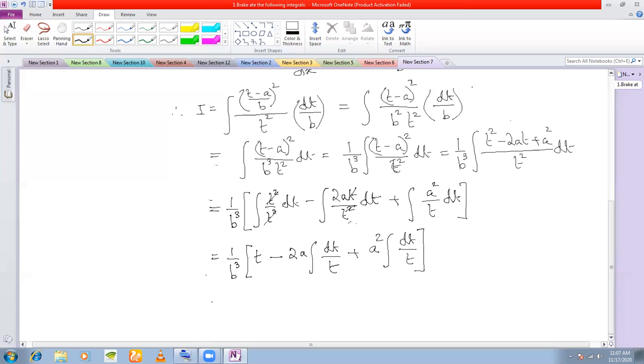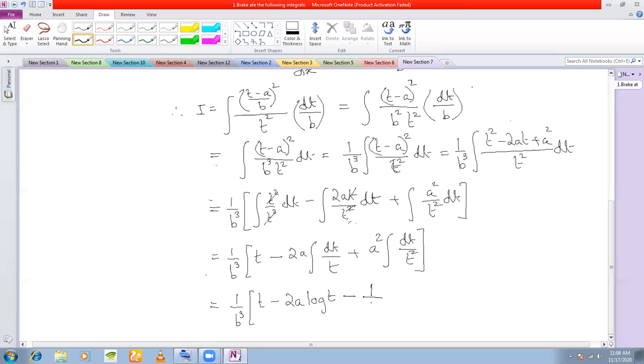Okay, so now finally you have 1 by b cube [t minus, what is integration dt by t? It is log t, so 2a log t] plus a square by t square. This should be t square, not t. And what is the integration of dt by t square? Use x to the power of n plus 1 by n plus 1. You get t to the power of minus 2 plus 1 by minus 2 plus 1. So this actually becomes a minus.